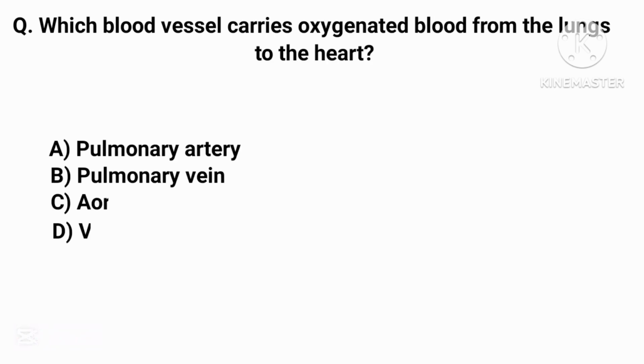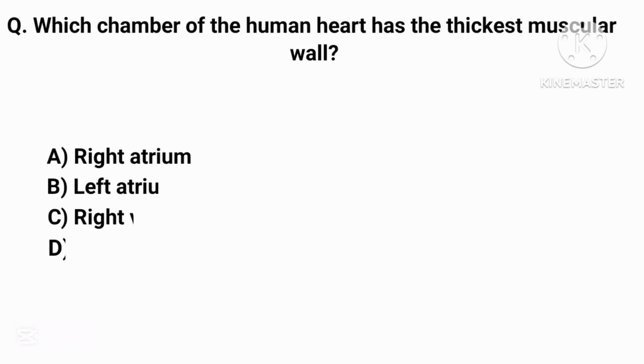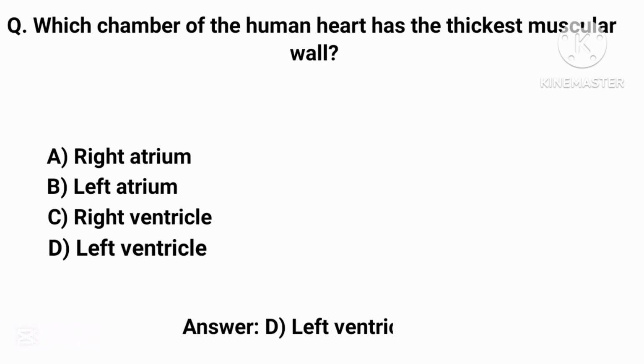Which blood vessel carries oxygenated blood from the lungs to the heart? Correct answer is option B, pulmonary vein. Which chamber of the human heart has the thickest muscular wall? Correct answer is option D, left ventricle.